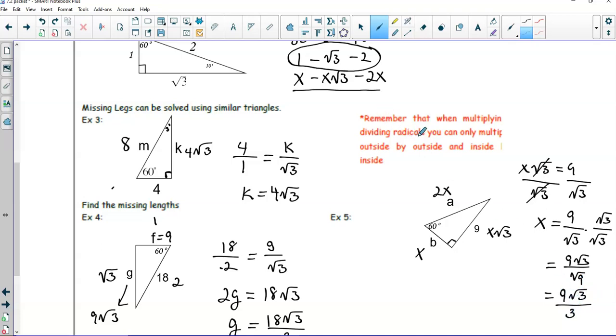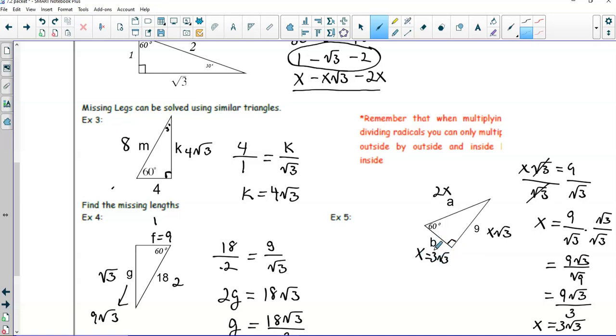Remember, because you can only multiply outside by outside, or inside by inside, or when you divide, you do the same. Outside divided by the outside. So 9 divided by 3 is 3. So that means this is 3 square root of 3. So now x is 3 square root of 3. So that means this x is the same as 3 square root of 3.